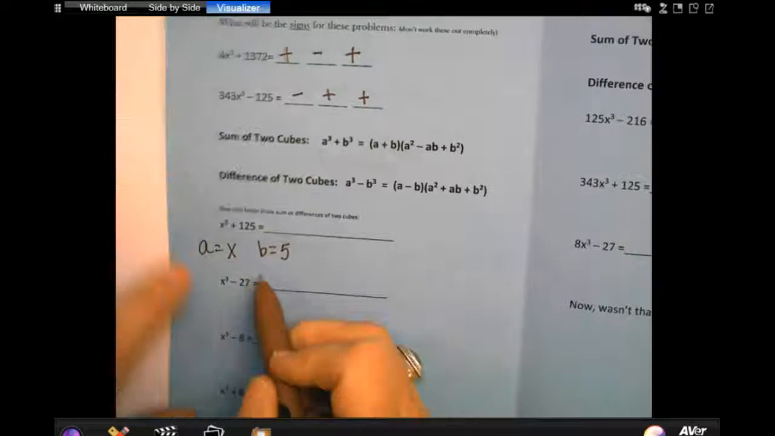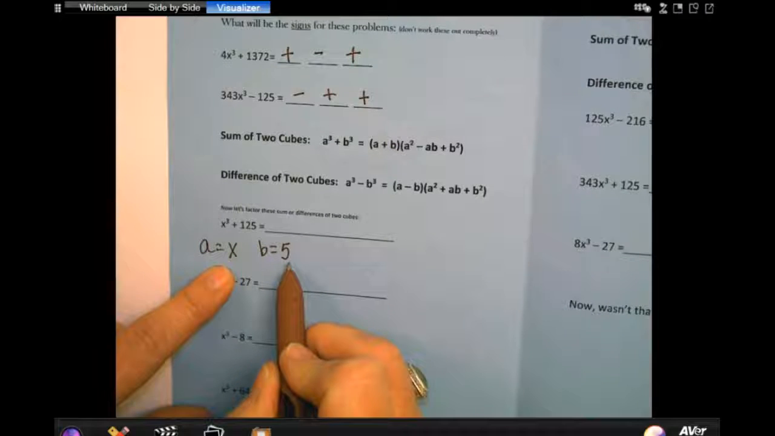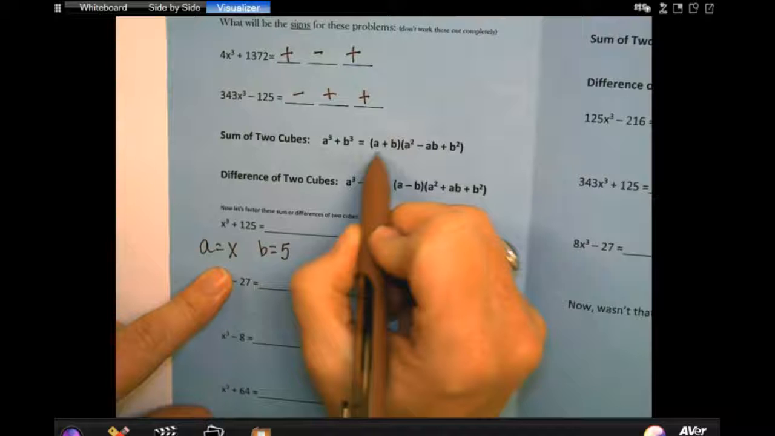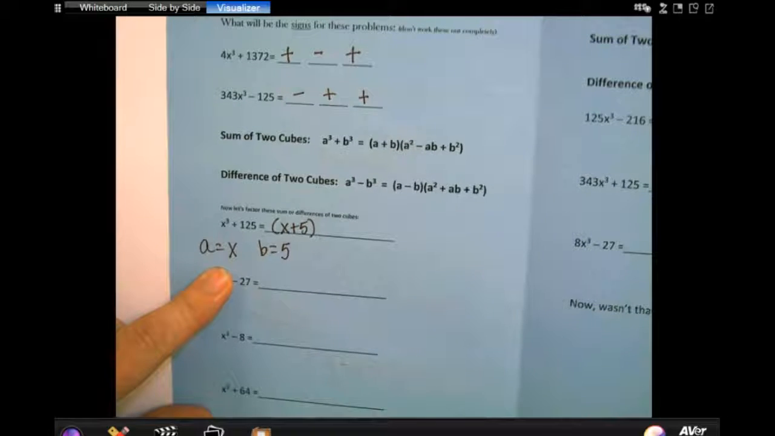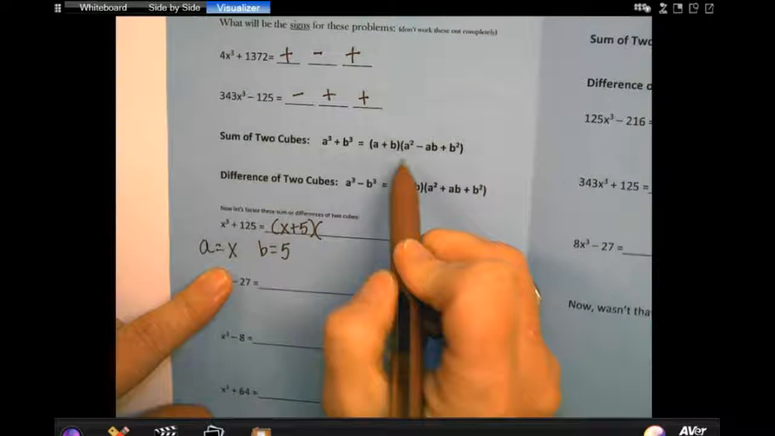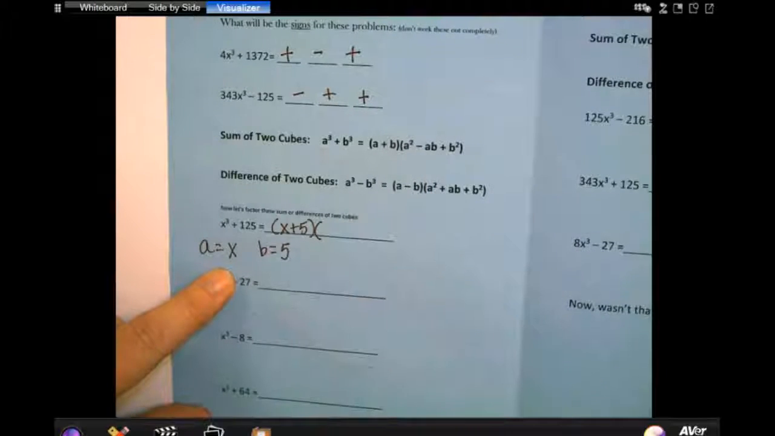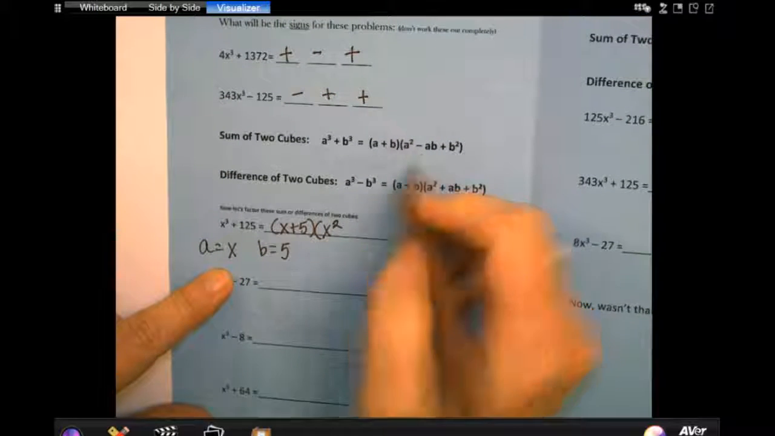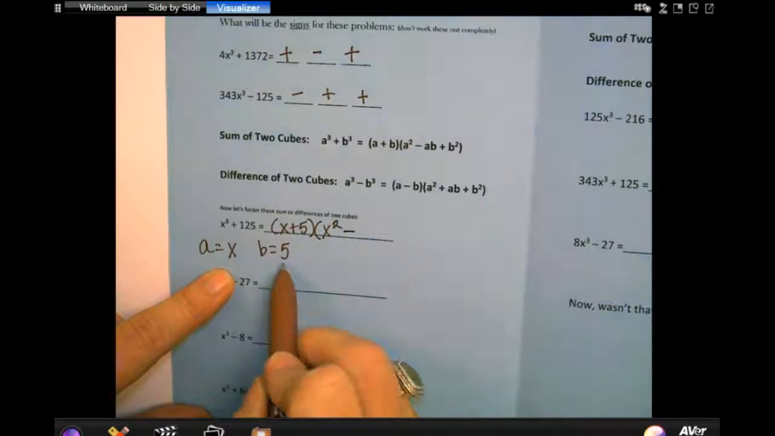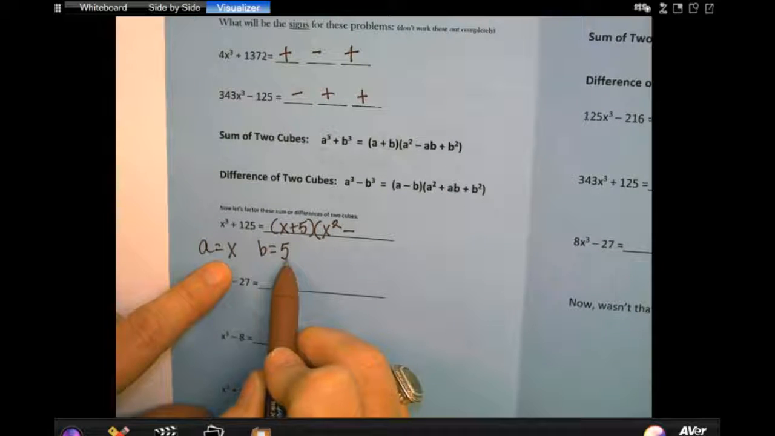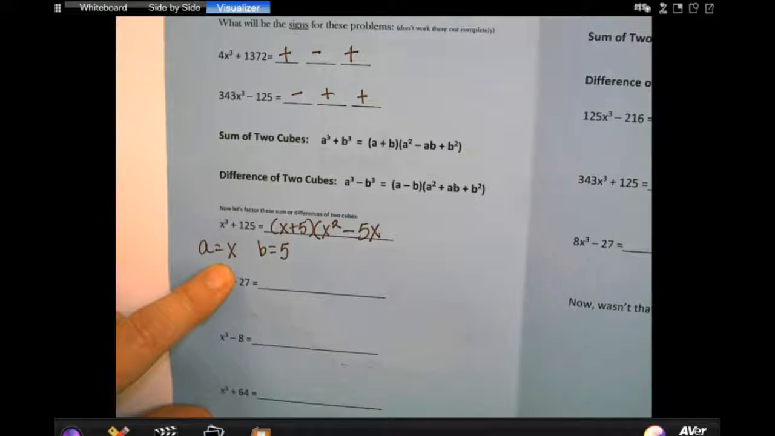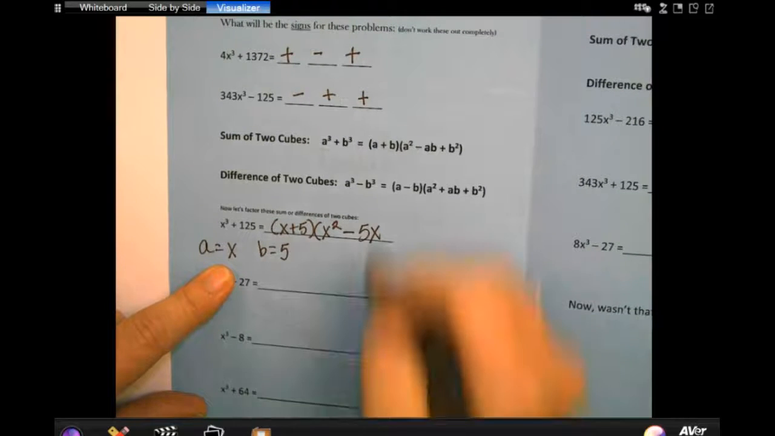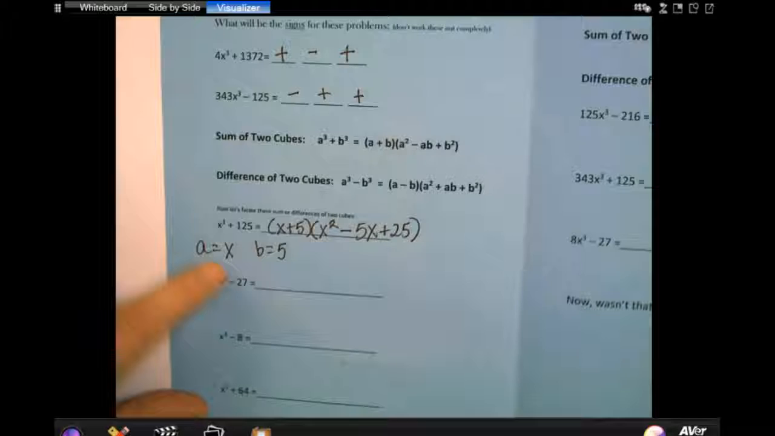So watch how this works. If A is x and B is 5, the first thing I do is A plus B, right? So I'm going to have x plus 5. And the next thing I do is A squared. Well, my A is x, so x squared. I'm going to do the opposite sign, which is minus. And then A times B is x times 5, or 5x. And then B squared is 25. And that's your answer.